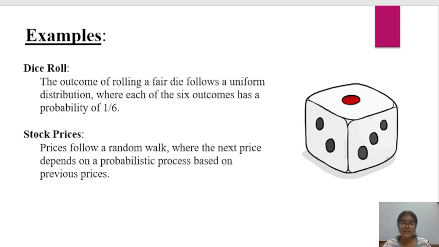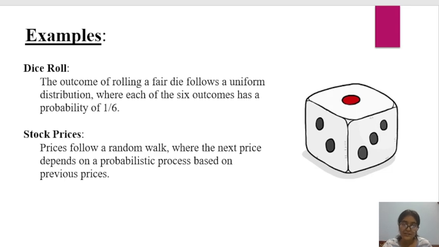Another example we can consider is Brownian motion, the random movement of particles in a fluid. Although we cannot predict exactly where a particle will move next, we can describe the probability distribution of its future position. Another example we can consider is stock prices too.